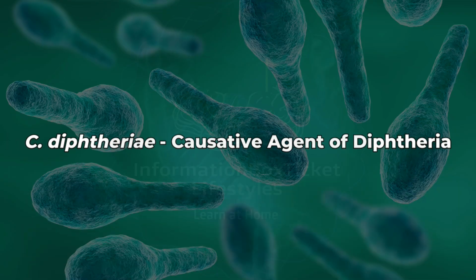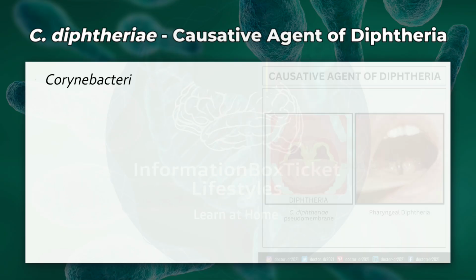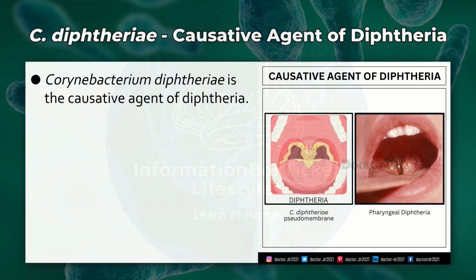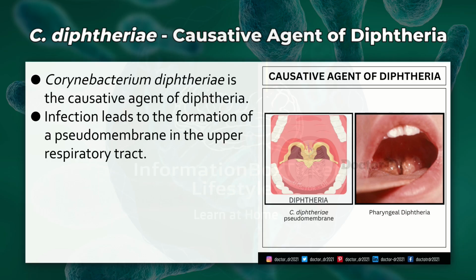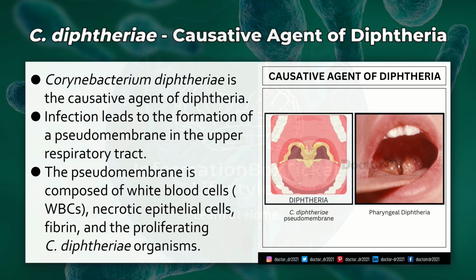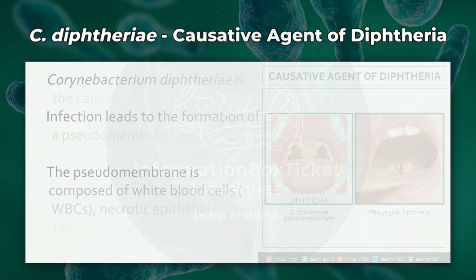Corynebacterium diphtheriae. Corynebacterium diphtheriae is the causative agent of diphtheria. Infection leads to the formation of a pseudomembrane in the upper respiratory tract. The pseudomembrane is composed of white blood cells (WBCs), necrotic epithelial cells, fibrin, and the proliferating Corynebacterium diphtheriae organisms.